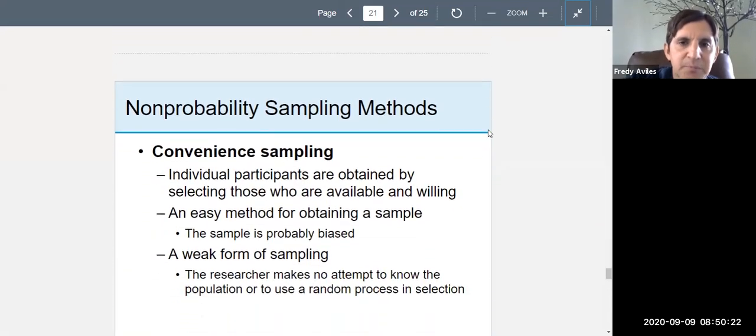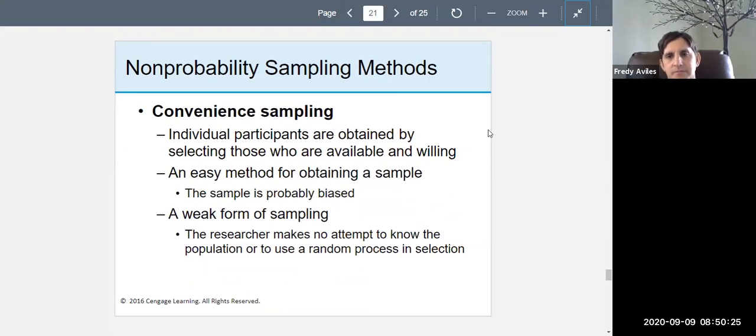Now, there's also non-probability sampling methods. Non-probability sampling methods are easier to understand, okay? With non-probability sampling, they basically violate the rules of probability sampling. And the easiest form of this is called convenience sampling.